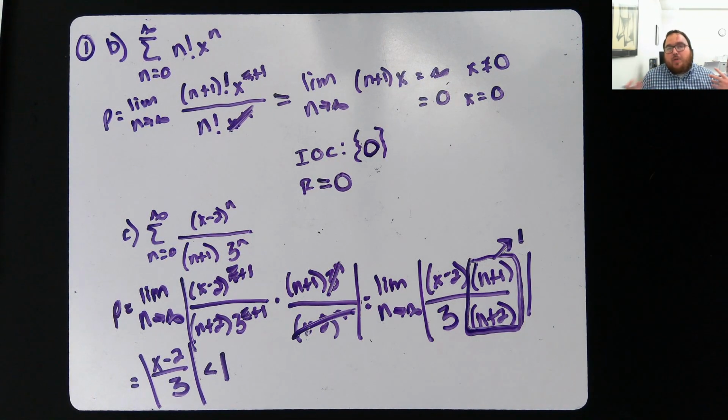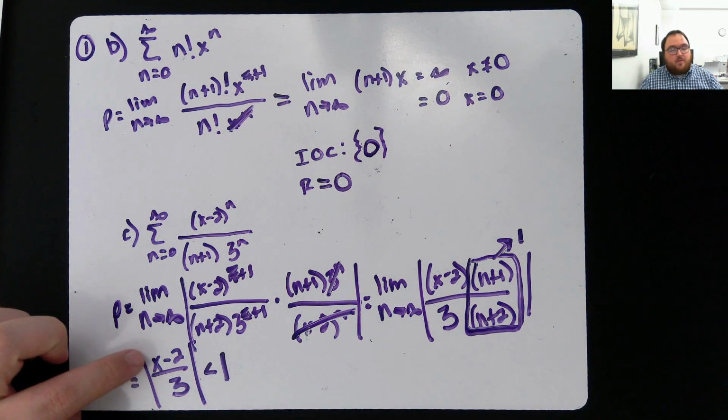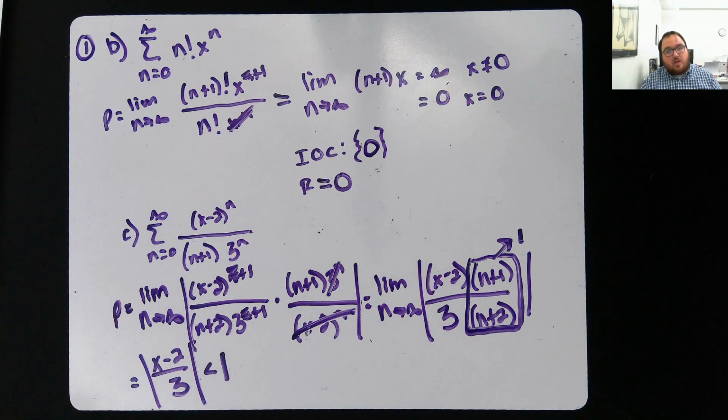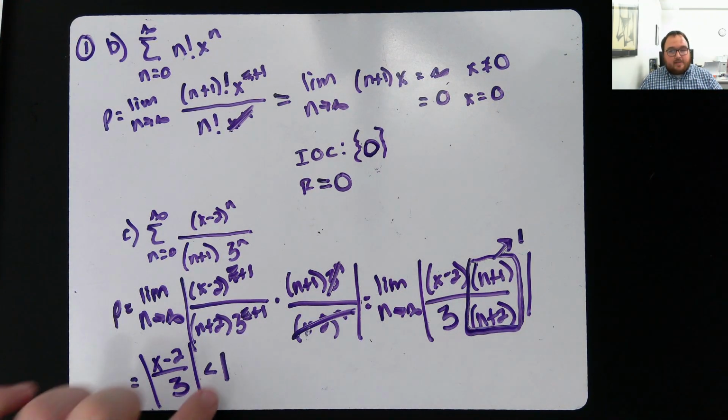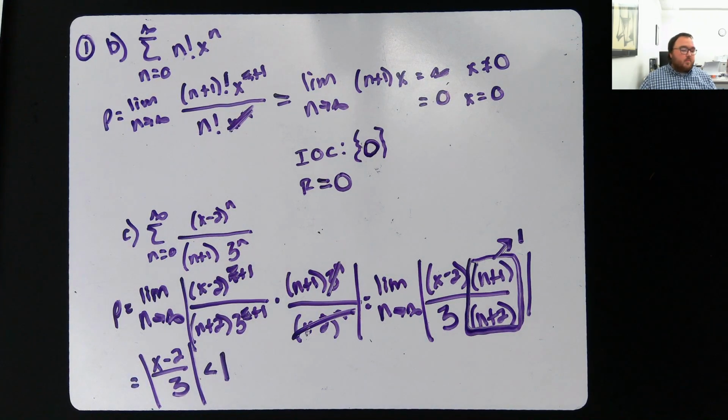And so I didn't have to do anything else. This is in terms of the x. So I've got to do something about it. So set it less than 1, because for the ratio test I want rho to be less than 1.